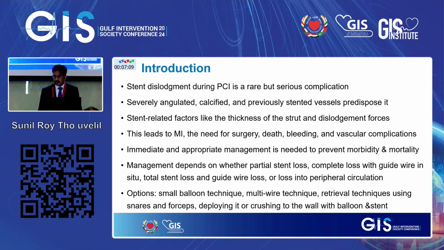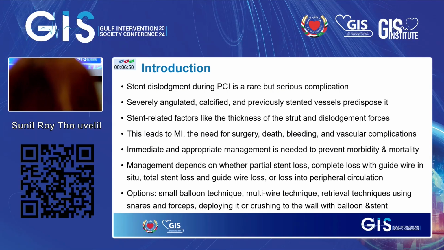Management depends on whether the stent loss is partial or complete loss with the guide wire in situ, or total stent loss without the guide wire and loss into the peripheral circulation. Different options are available: small balloon technique, multi-wire technique, retrieval using forceps or snares, deploying it at the site where it is dislodged, or crushing the stent against the wall with a balloon.